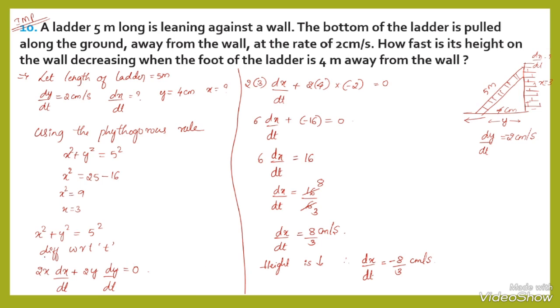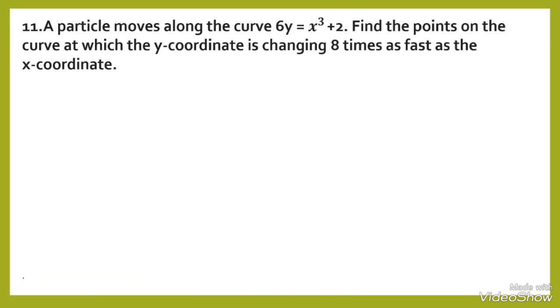Now let's move on to question number 10. A particle moves along the curve 6y is equals to x cube plus 2. Find the points on the curve at which the y coordinate is changing 8 times as fast as the x coordinate. Okay, here I have to check the curve. Let's consider the curve.